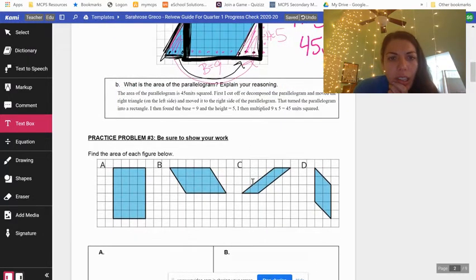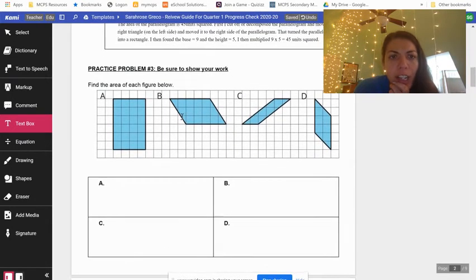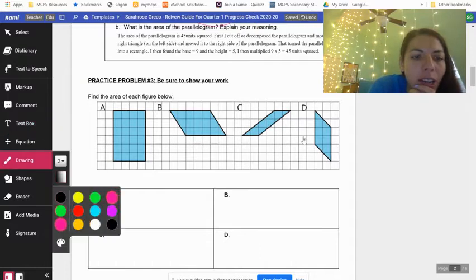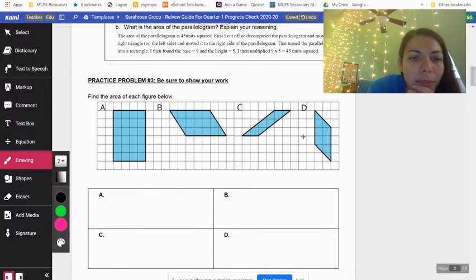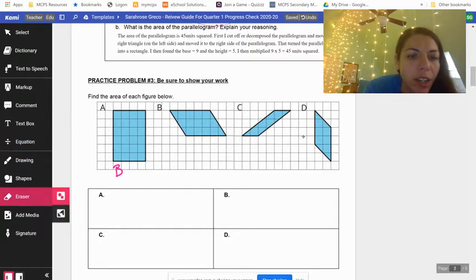All right. Be sure to show your work. Find the area of each problem or each figure below. Okay, so again, we're going to do base times height. So my base, let's get my drawing out. Let's go back to that. My base, well, it's a rectangle. So actually, technically, you could do base times height. But when we have a rectangle, we can do, where's my eraser?